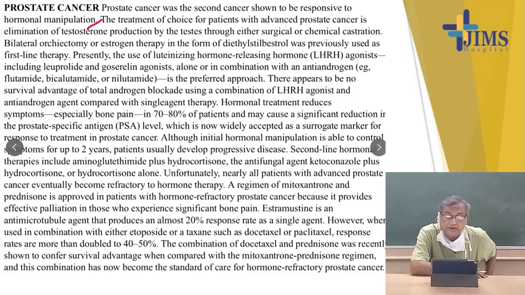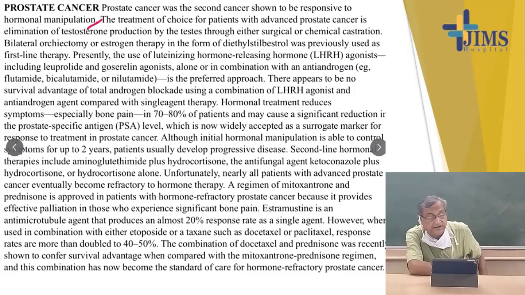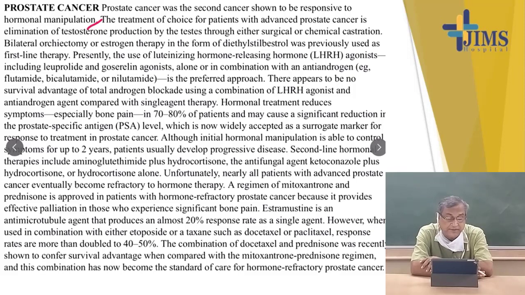Presently, the use of luteinizing hormone-releasing hormone agonists, including leuprolide and goserelin, alone or in combination with the anti-androgens flutamide, bicalutamide and nilutamide, is the preferred approach. There appears to be no survival advantage of total androgen blockade using a combination of LH-RH agonist and anti-androgen compared with single agent therapy. Hormonal treatment reduces symptoms, especially bone pain, in 70 to 80% of patients and may cause significant reduction in the prostate-specific antigen level, which is now widely accepted as a surrogate marker for the response to treatment in prostate cancer.